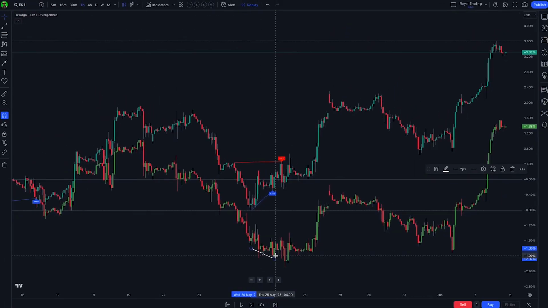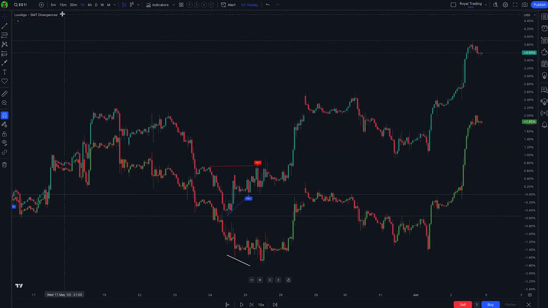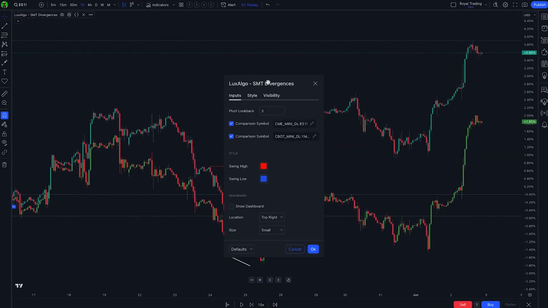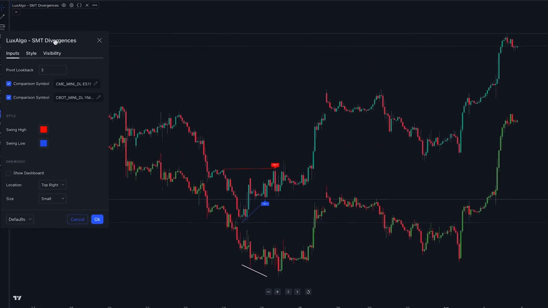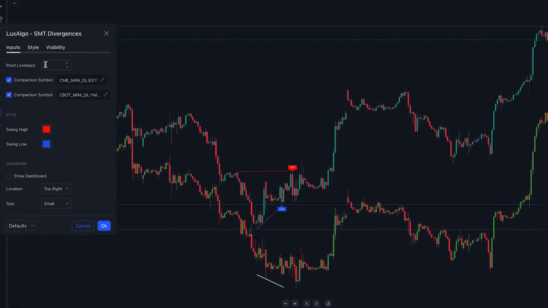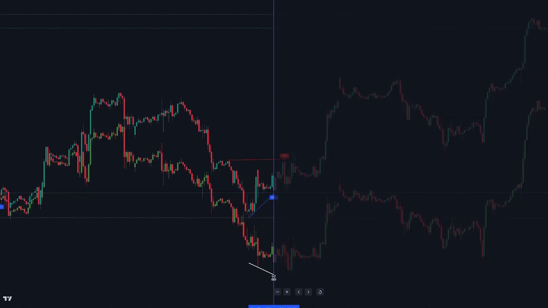Speaking of the settings, let's go ahead and review what options we have available. So we click this gear icon here. There we go. Let's move it over to the side. So we have the pivot look back, which is on 3 by default. We have seen a similar setting on other indicators before on this channel. You can think of this option as a way to control how long the indicator waits before confirming a divergence.